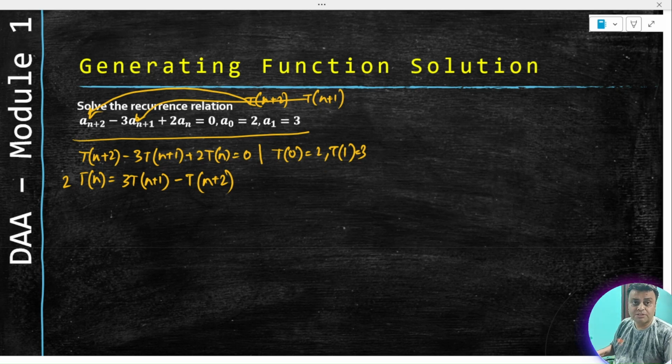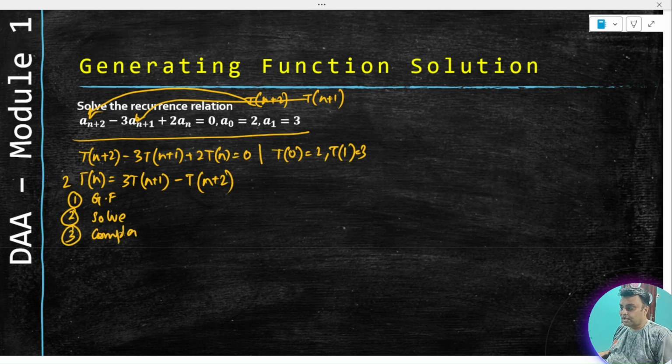So we'll have to find the generating function for this recurrence relation. Step 1 is find the generating function for this recurrence relation. Step 2 is solve the generating function. Step 3, find the complexity. At the end of the day, don't forget, we have to find theta: Tn, the asymptotic complexity in terms of theta, right? Tn is equal to theta of what? That is what we have to find out.